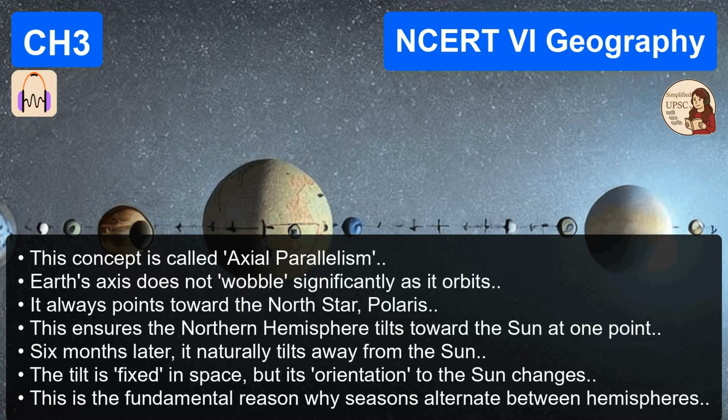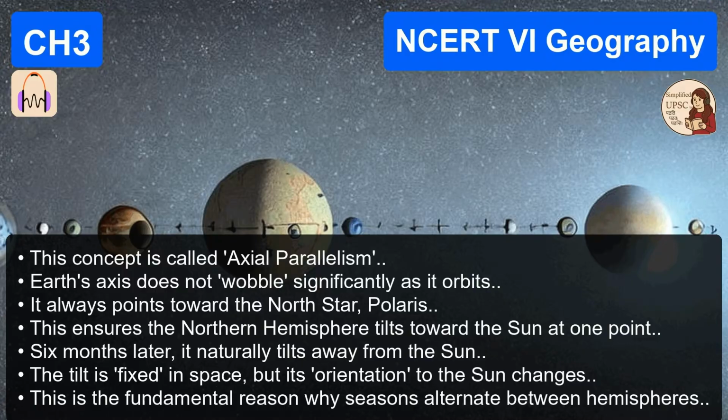Variations in the length of daytime and nighttime from season to season are due to, and here are the options. A, the Earth's rotation on its axis. B, the Earth's revolution around the sun in an elliptical manner. C, latitudinal position of the place.